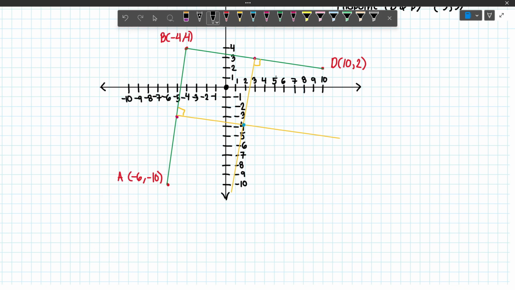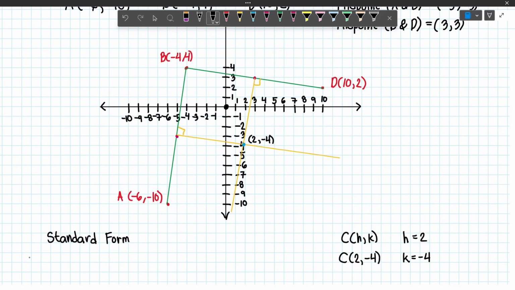Now, by approximation, we already know that the center of our circle is at 2, -4. And so our center, h, k, is at 2, -4. Therefore, our h is 2 and our k is -4.